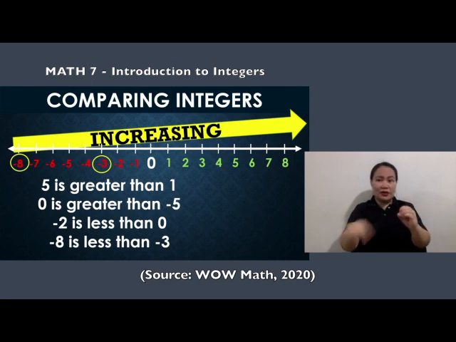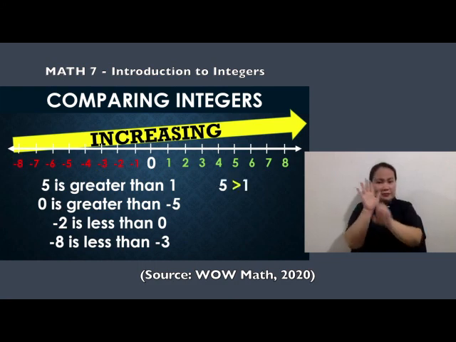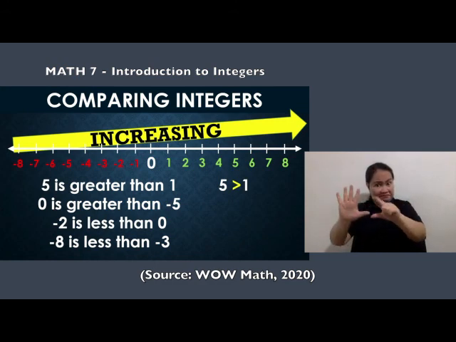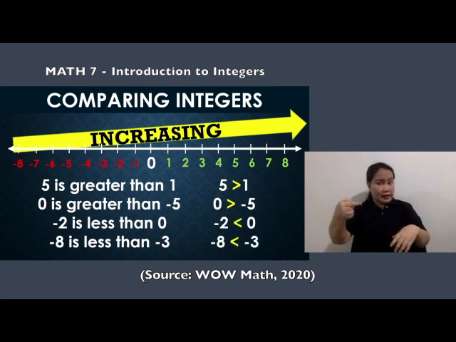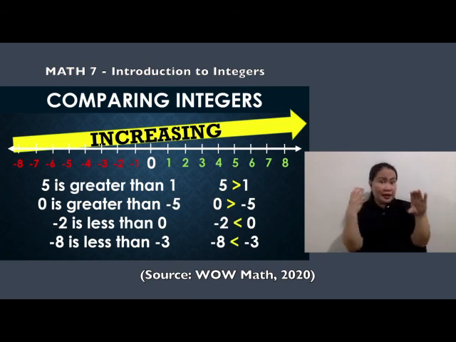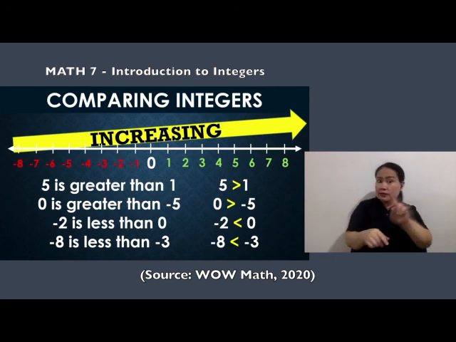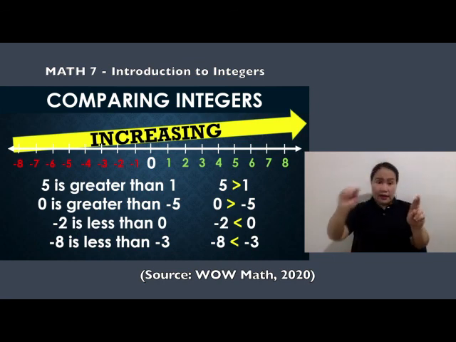Okay? Now, we can also represent these words into symbols. So, pwede rin tayo gumamit ng less than, greater than symbols. So, for 5 is greater than 1, we can have this. For 0 is greater than negative 5. For negative 2 is less than 0. Negative 8 is less than negative 3. So again, in comparing integers, kung ano yung nasa kanan, siya ang mas mataas. Kung ano yung nasa kaliwa, siya ang mas mababa.